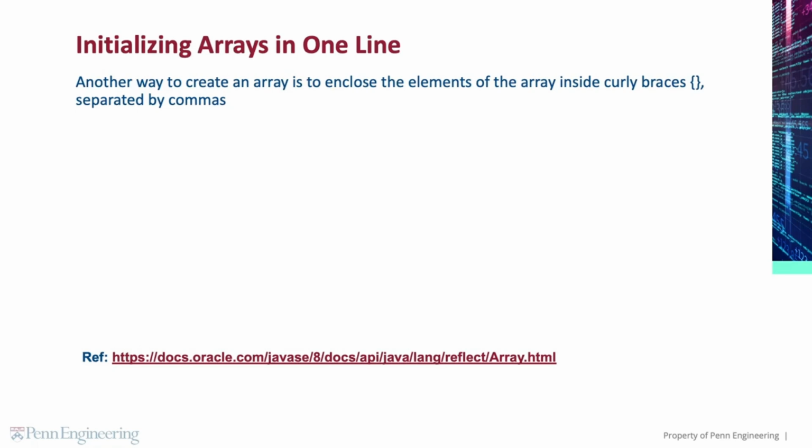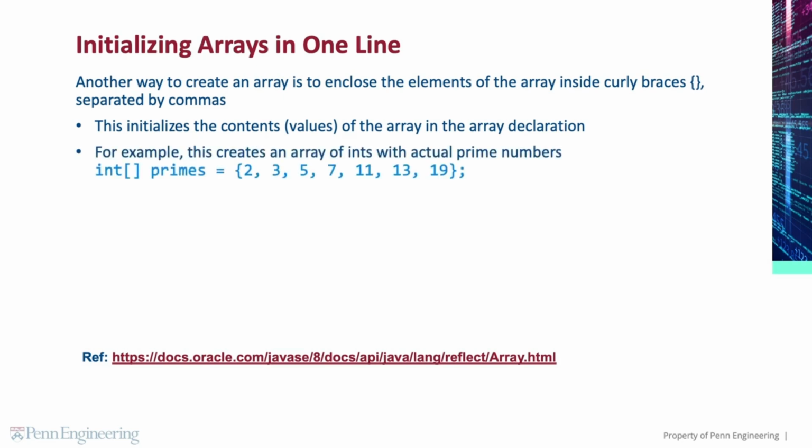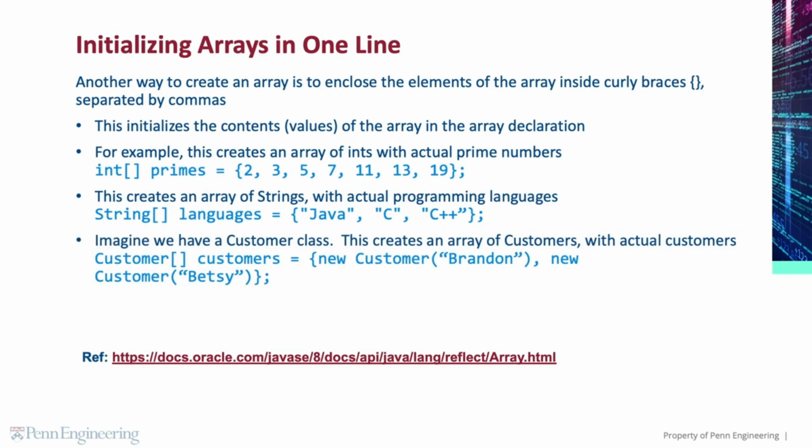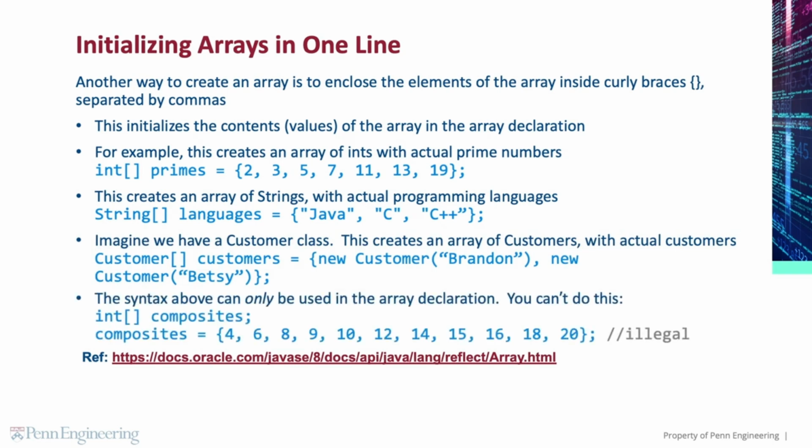Another way to create an array is to enclose the elements of the array inside curly braces, separated by commas. This initializes the contents or values of the array in the array declaration. For example, this creates an array of ints with actual prime numbers. And this creates an array of strings with actual programming languages. Imagine we have a customer class. This creates an array of customers with actual customers. The syntax above can only be used in the array declaration. You can't do this.